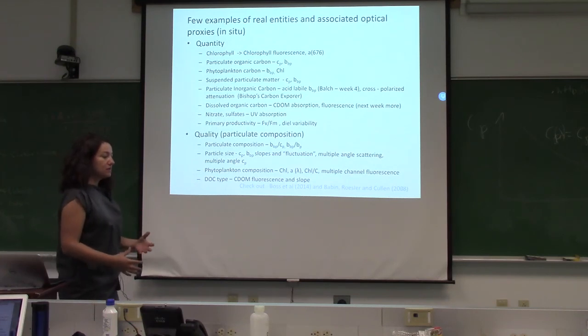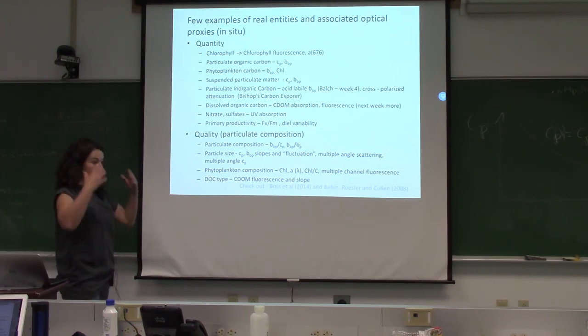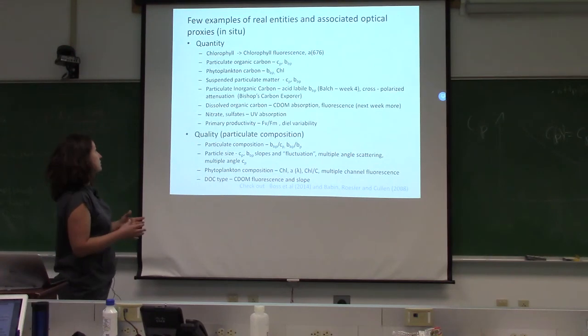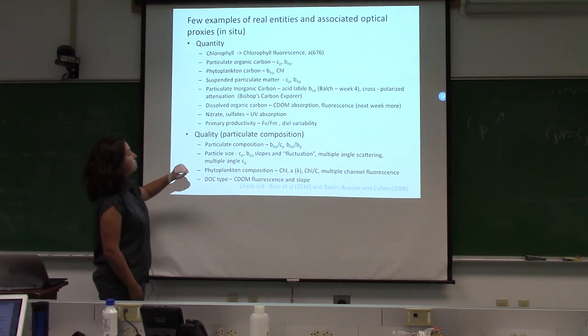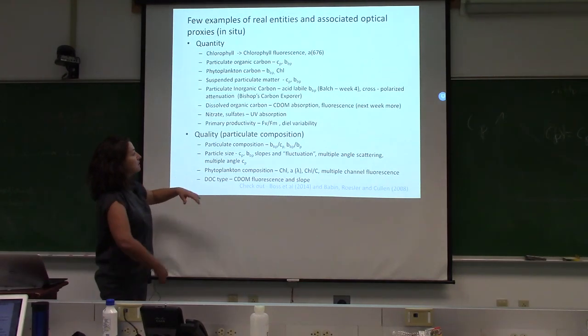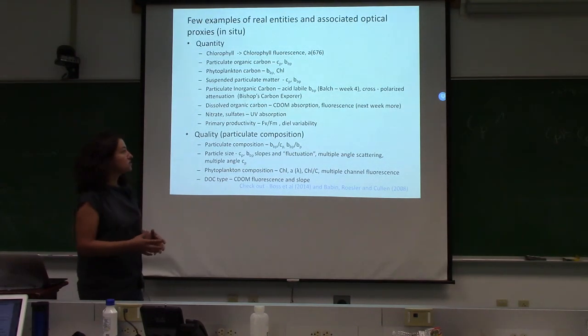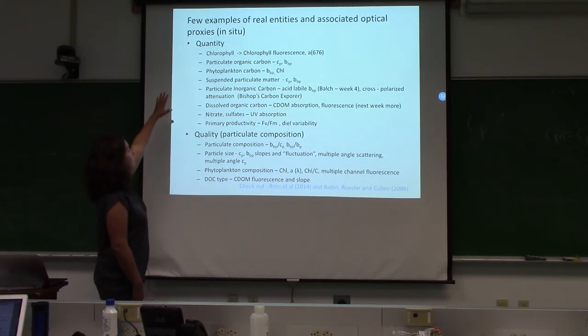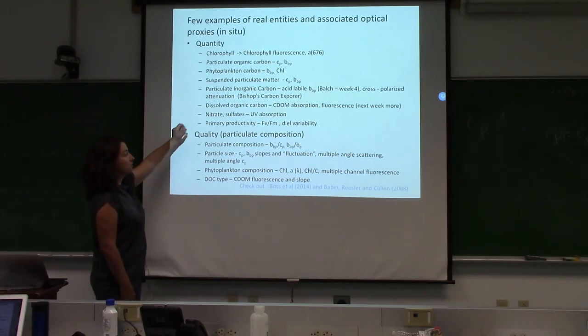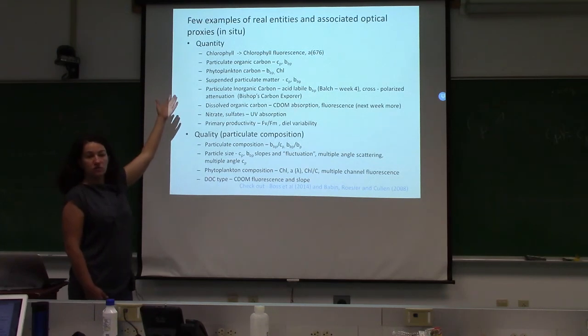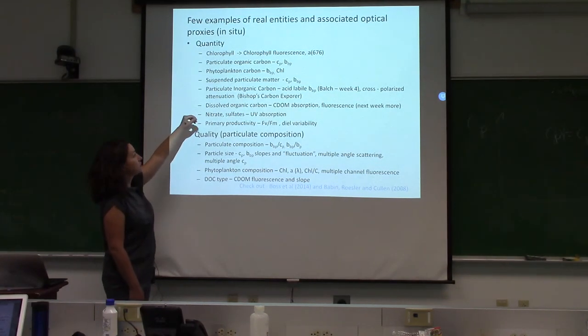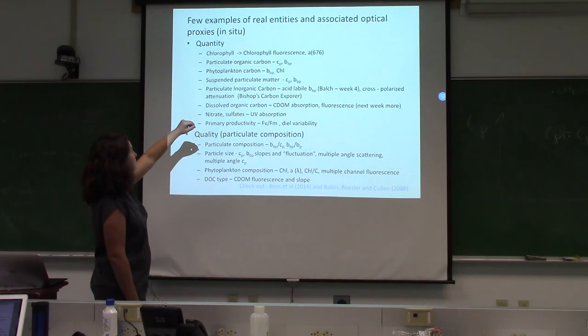Proxies in general, I can divide them in my head into two groups or several groups. The first one is where you try to define amounts, bulk properties, like concentrations of things. So we can talk at that point about quantity and quality. For the first order, chlorophyll: we all know we can use chlorophyll fluorescence, we can use absorption, as you guys have seen.